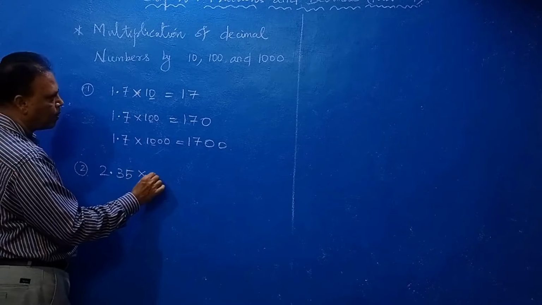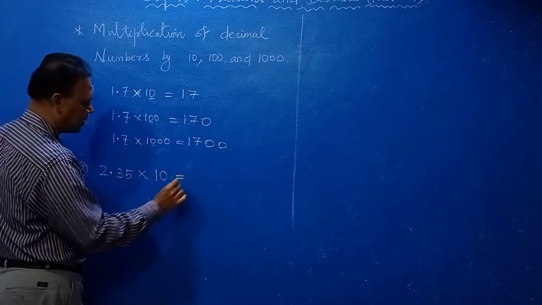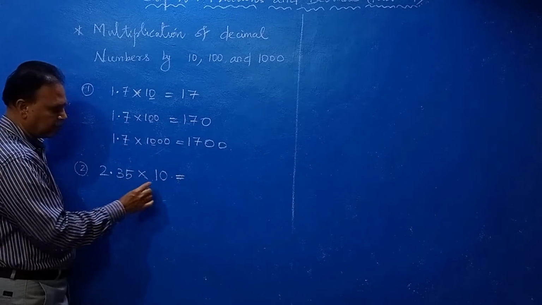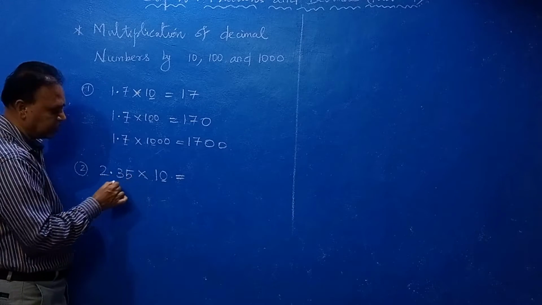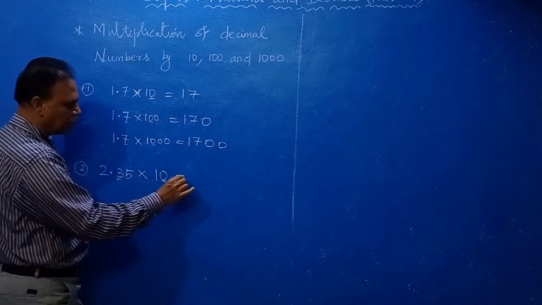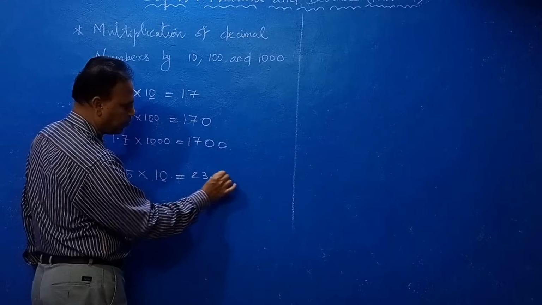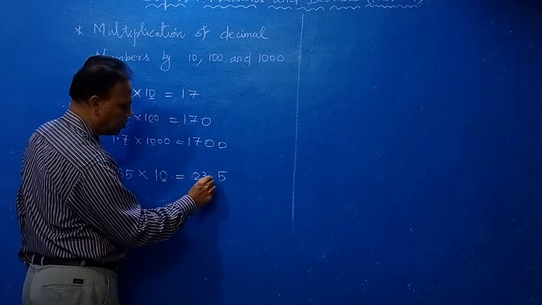2.35 into 10. So how will you multiply this? You see, one digit is there, after the decimal two digits are there, here two digits are there. So the answer is 23.5.